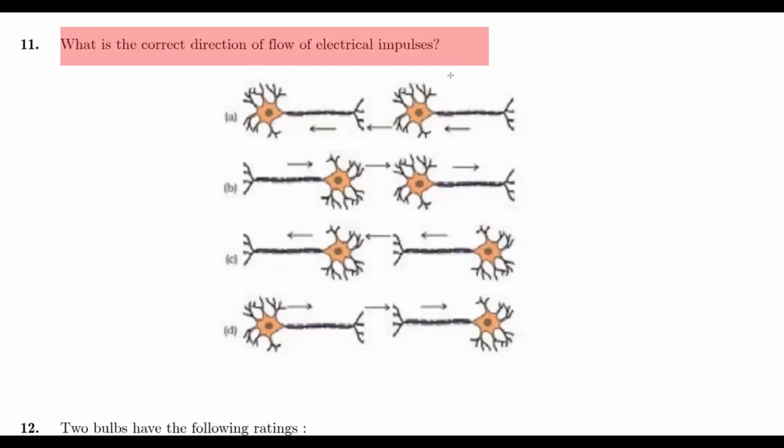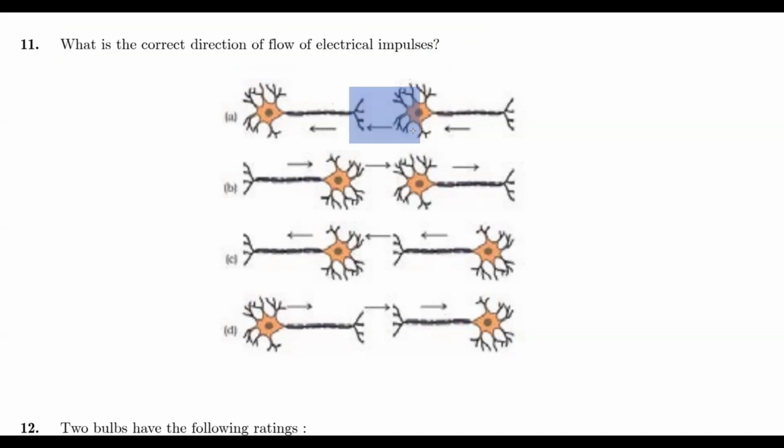In question number 11, we have to find out what is the correct direction for the flow of electric impulse. Well, this is the synapse, right? Synapse is the part where the dendrite of one nerve cell connects with the junction, the junction where the nerve ending of one is connected with the dendrite of another nerve cell. You should also know that here the electrical impulse is getting converted into chemical signals.